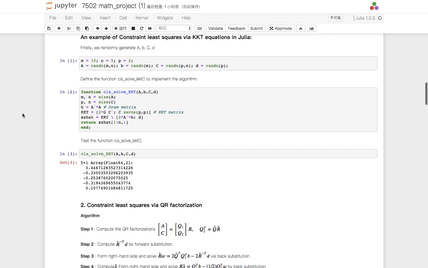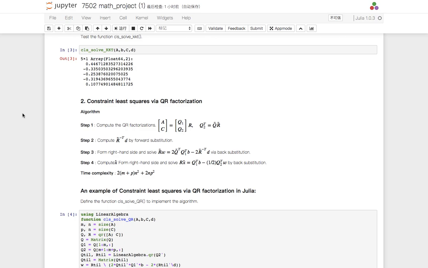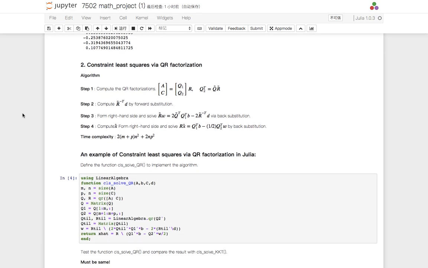Another way to solve CLS is using QR factorization. The corresponding algorithm is as follows.